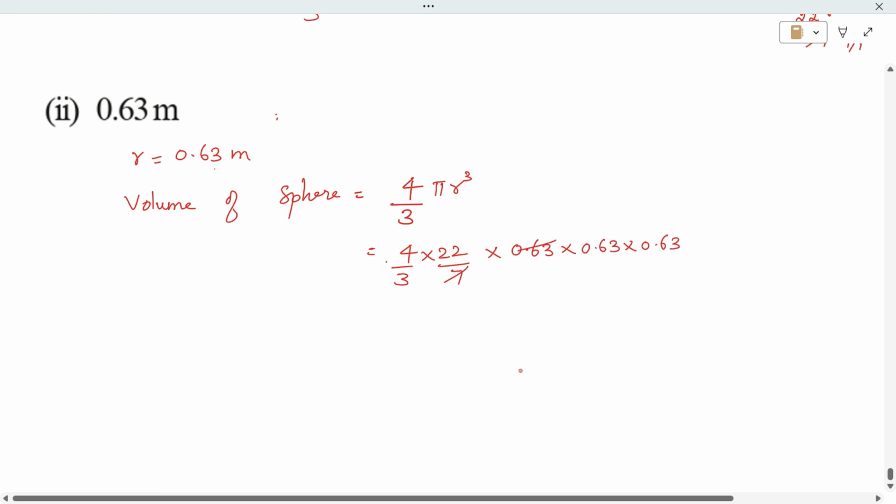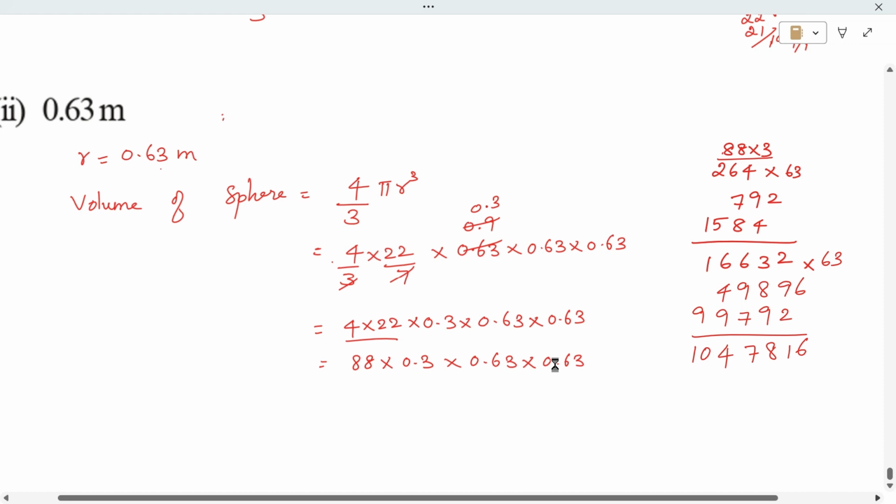So 7 and 0.63 will cancel by 0.09 times, and then 3 again I am cancelling 0.09 as 0.03 times. So now the remaining value has to be multiplied. So 4 times 22 is 88, and I have written other values as it is. So now you remove the decimal and multiply it normally. Okay, so I multiplied 88 times 3, which is 264. And then 264 times 63, I got the answer as 16632.